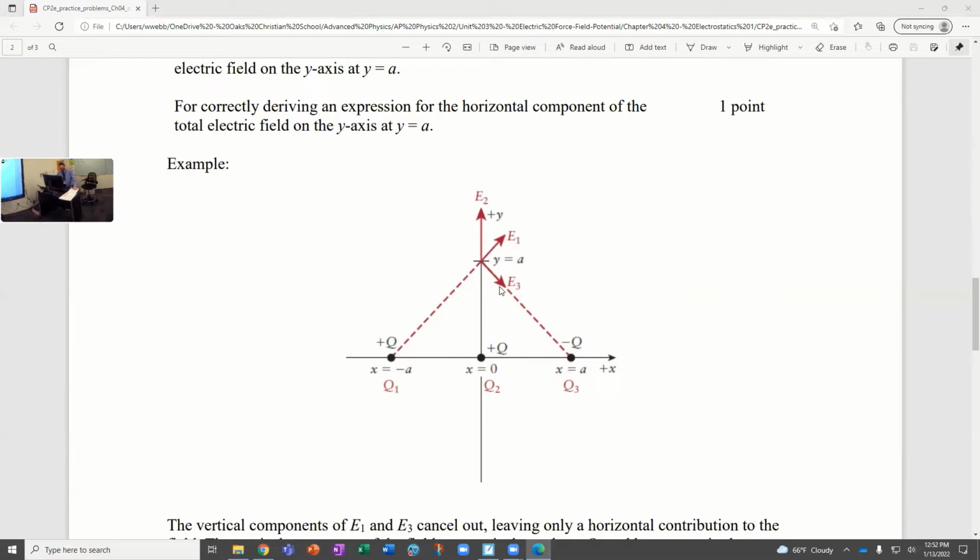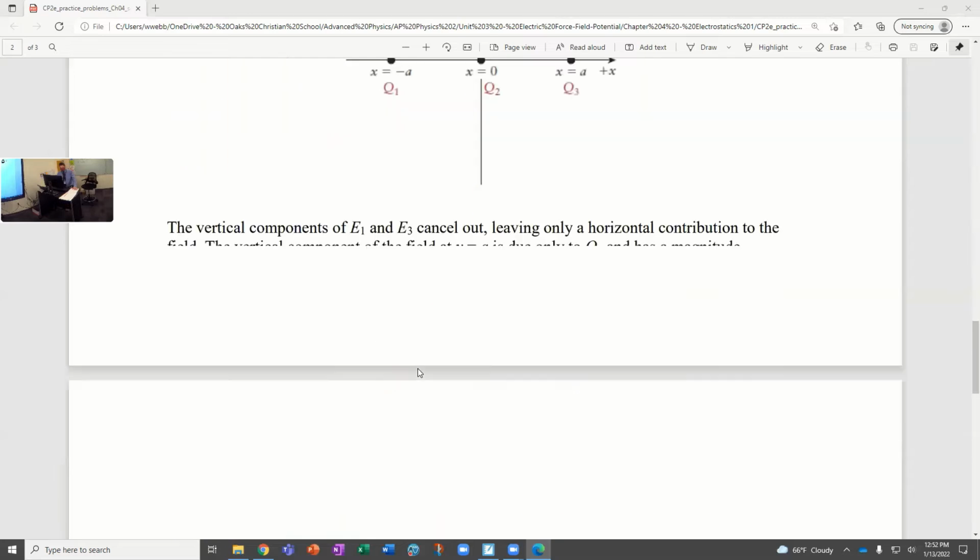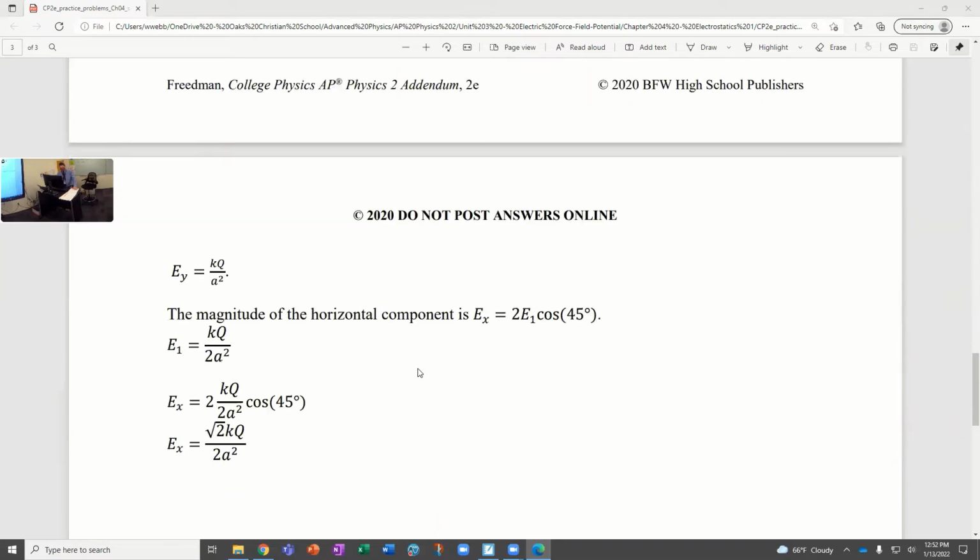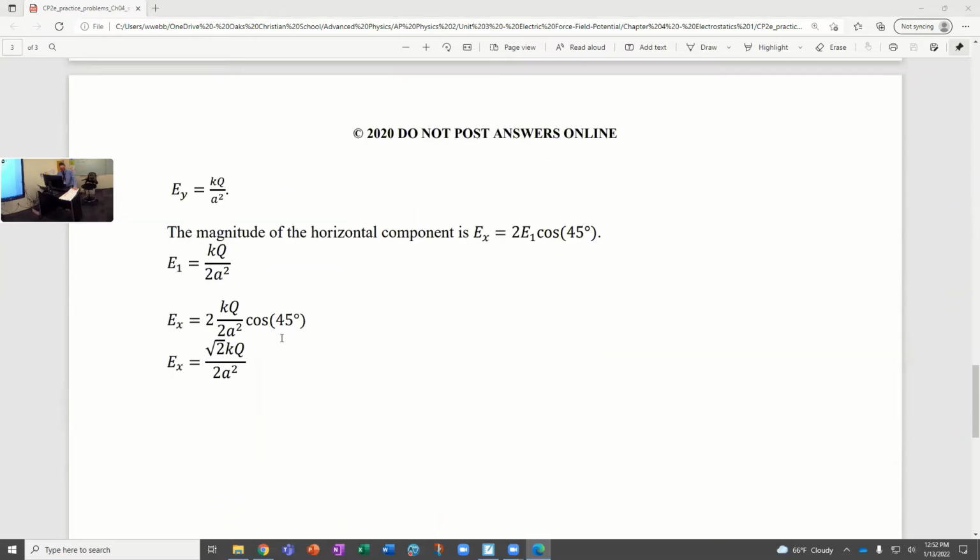And then the E1, E3 fields would have equivalent X components. So that's why we end up seeing that it gets doubled down here when you look at their steps. That's where this 2 comes from. And since it's X components, we're looking for the cosine, the horizontal component there. So any questions about the deriving of the equations for Y and X components?